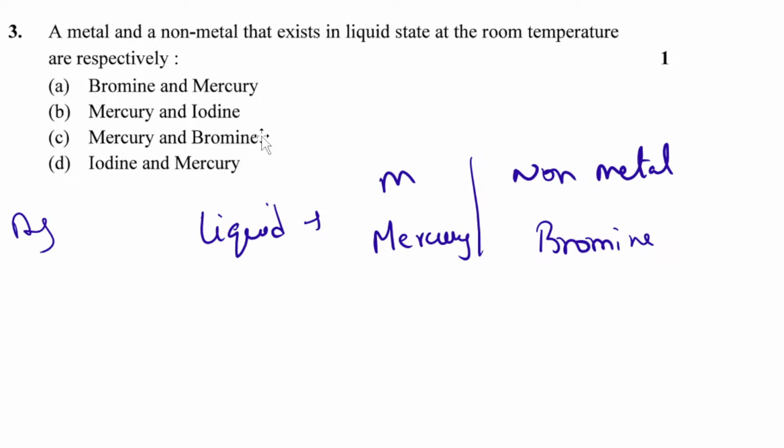Question number 3 is asking for a metal and a non-metal that exist in the liquid state at room temperature, respectively. The liquid state metal is mercury, whereas the liquid state non-metal is bromine. You have to remember these 2 points: metal is mercury, non-metal is bromine. Okay, so let's see the next one.